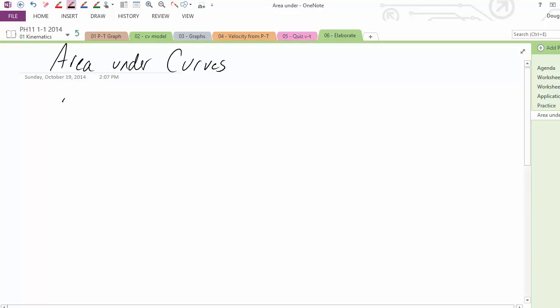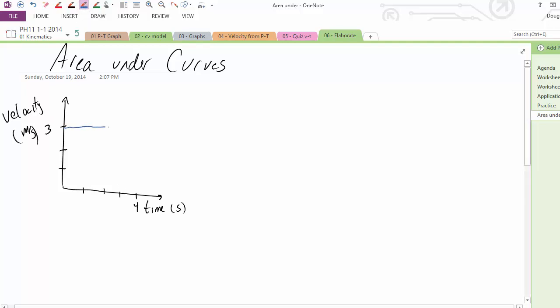So the basic idea here is that if we have a velocity time curve, we can get all sorts of different information from it. So, for instance, let's take an example of an object that's going maybe 3 meters per second, traveling for, say, 4 seconds. So the graph would look like this. If it's constant velocity, it's a horizontal line.